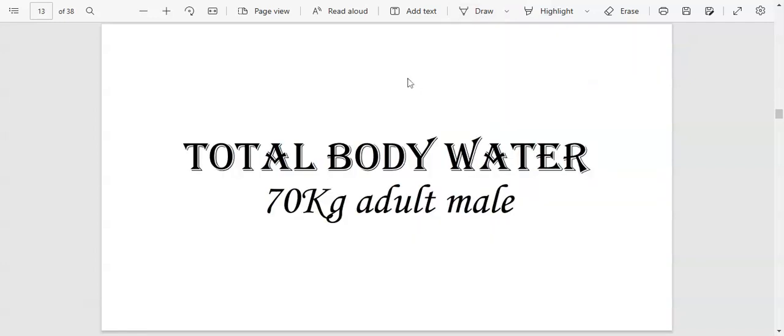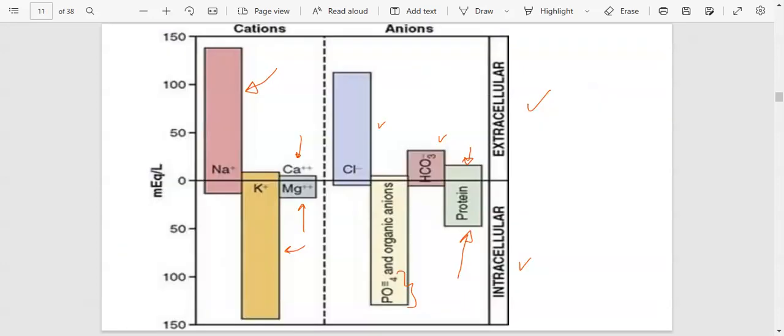So another thing that we need to understand is total body water. Well, before I get to talk about total body water, maybe it will be easier for us to know how you just get to know which ions are more. Why is it that you have got more of these ions within this and less of that? Of course, I'm going to talk about it as we go on.